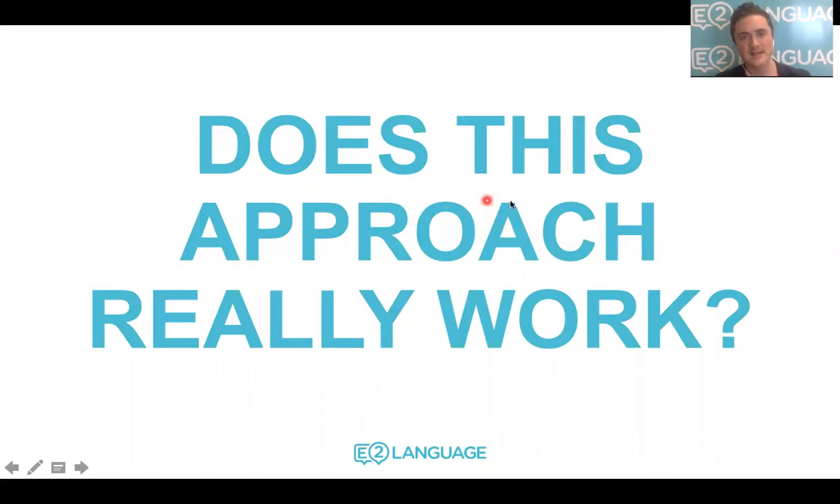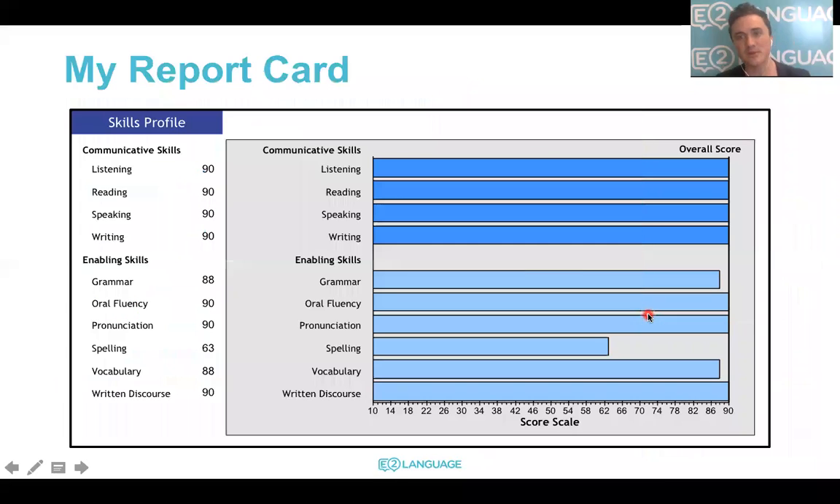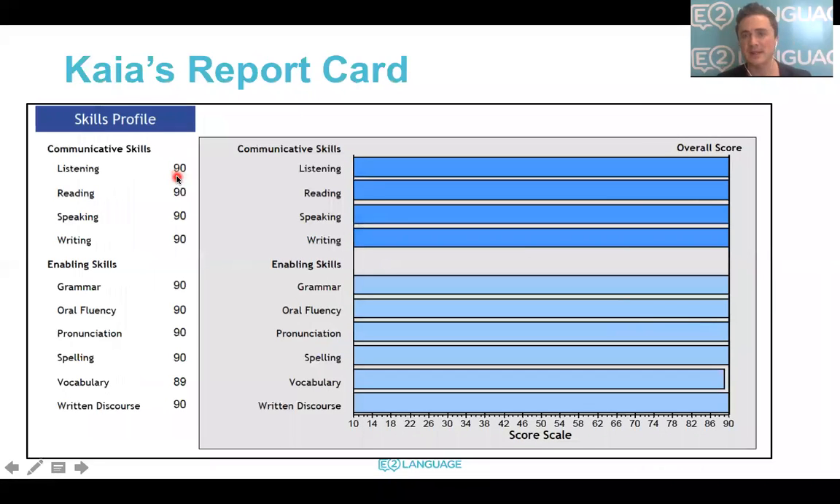Does this approach really work, or this method really work? Well, yes. Here are my scores: 90, 90, 90, 90. Here are my colleague Kaya's scores: 90, 90, 90, 90. She, in fact, beat me. She's got a higher spelling score.